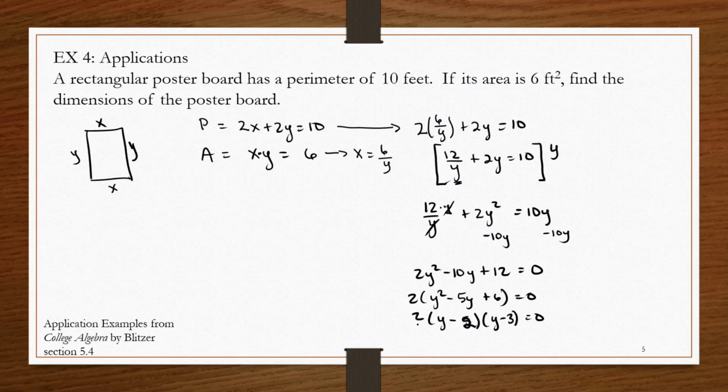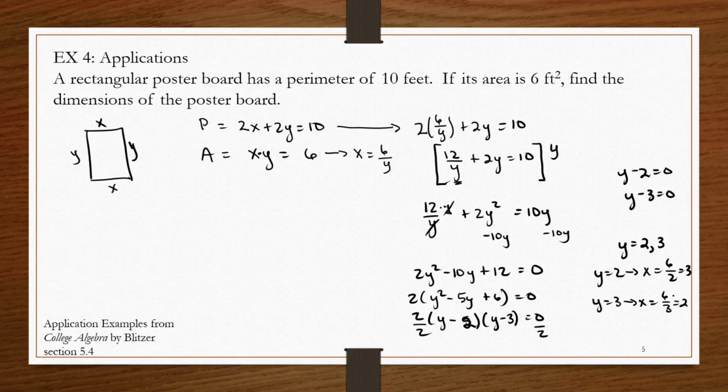Okay. The 2 will just divide out. And so what I'm left with is y minus 2 equals 0 and y minus 3 equals 0. So y is either 2 or 3. Now if y is 2, I have x equals 6 over 2, which is 3. And if y is 3, then I get x equals 6 over 3, which is 2.